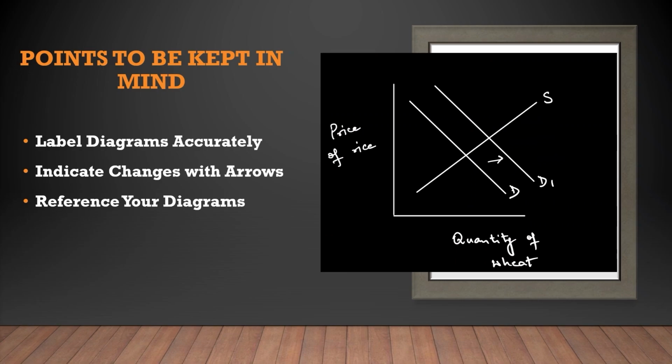Accuracy is key. If you are discussing demand or supply, mention what is being supplied, be it wheat, water, or any other commodity, and always label your axis clearly. Use arrows to indicate changes in variables. This makes your diagrams more informative. Remember, a well-labeled diagram with correct arrows can significantly convey your understanding, especially when you're short on time.